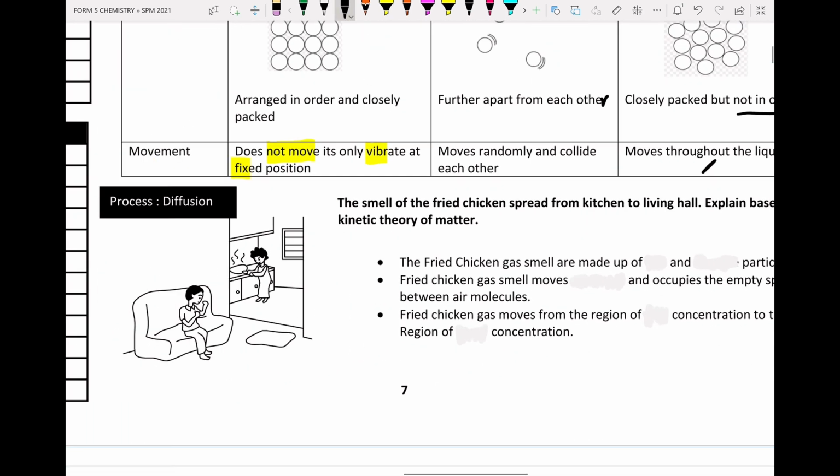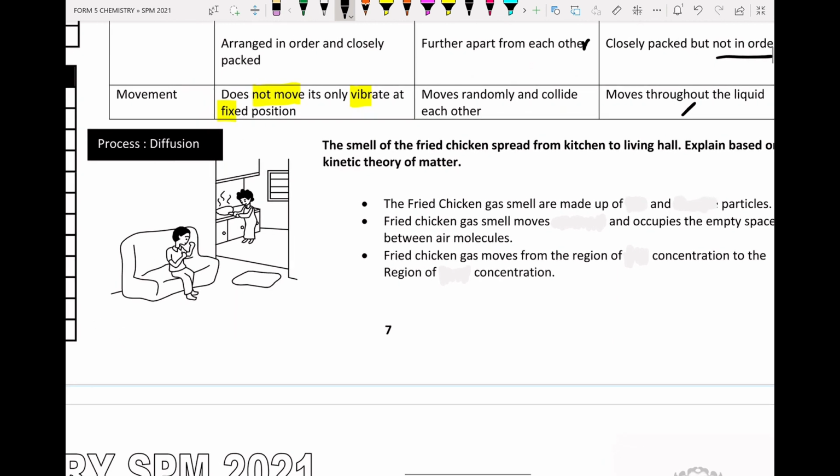So we try to check the kinetic theory of matter. When the smell of fried chicken spreads from the kitchen to the living hall, the process is known as diffusion. The fried chicken gas smell is made up of molecules. Gas molecules can spread and occupy the empty space present between the air molecules. The air molecules have a lot of empty space. When they move from the region of high concentration to the region of lower concentration, the diffusion process occurs.